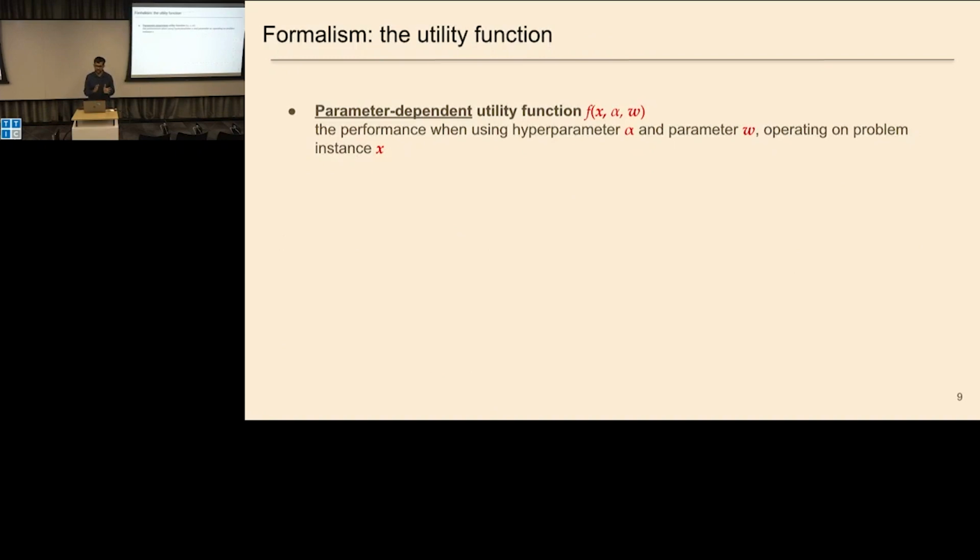All right, so now that we have that distinction clear, let's start formally modeling what the neural network even does, right? So we model this function, which we call the parameter-dependent utility function. It takes three inputs. There is this problem instance X, your data set that you're operating on. There is this hyperparameter alpha, which could be this interpolation parameter in your activation functions, and then there's this parameter, which are the weights of the network.